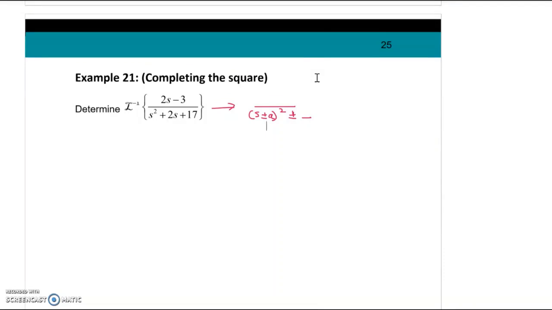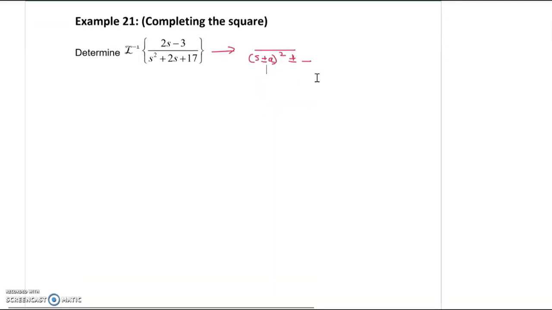Go back to this example. First of all, s squared plus 2s plus 17 cannot be written in the form of bracket times bracket.